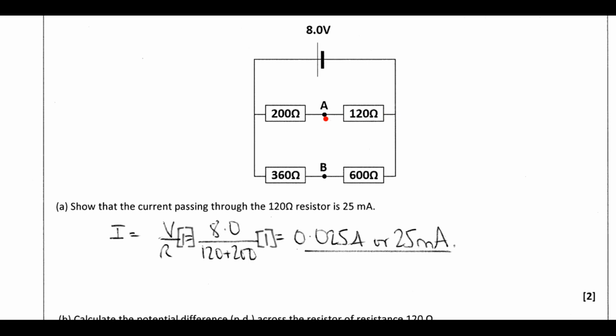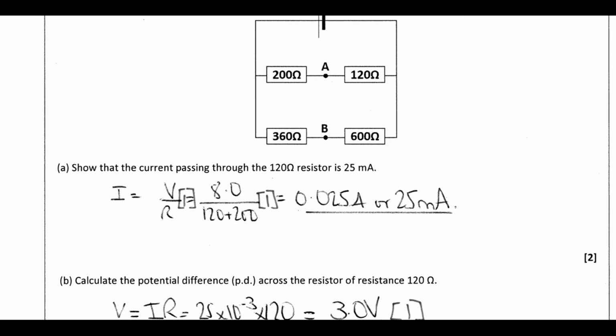That's the current going along this section here through A. We've got the potential difference across this whole section, that's 8 volts across here. The total resistance is 320, so 200 plus 120. By doing the ratio of those two, that would give us the current. There's a mark here for showing the equation you're using, another one for showing the values substituted correctly. They've given you the answer, so there's no mark for the answer there.